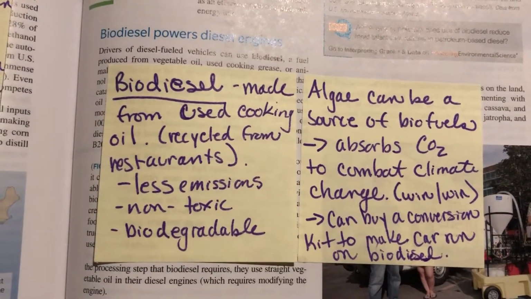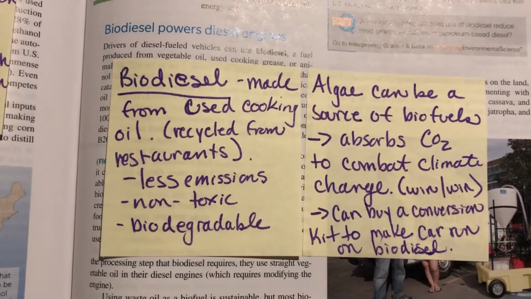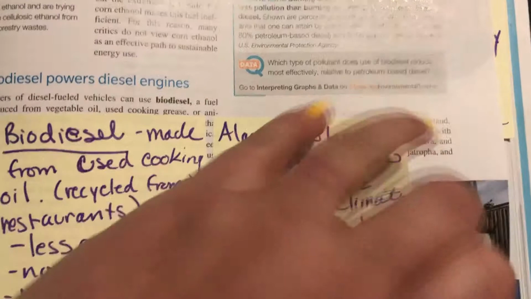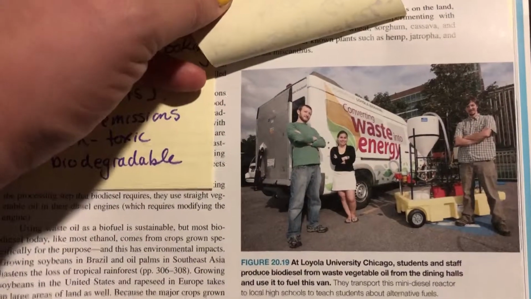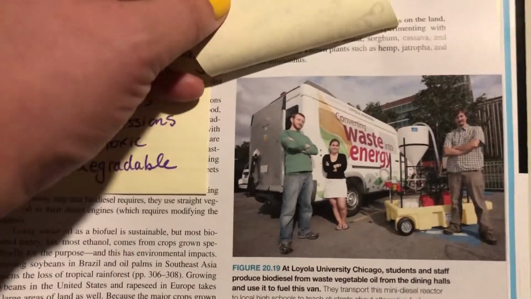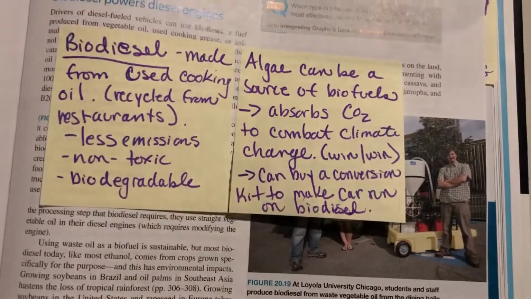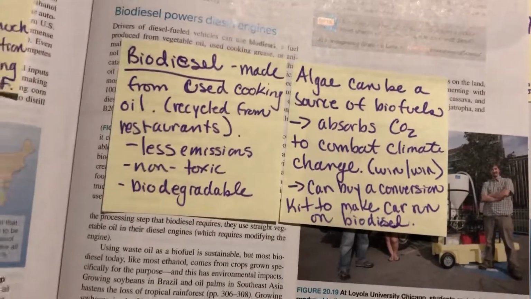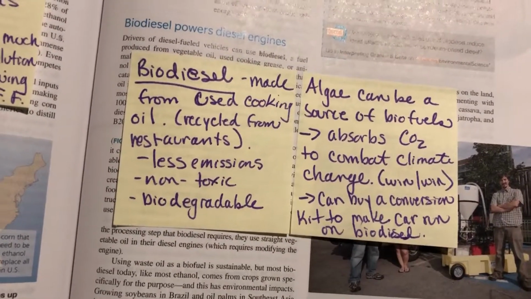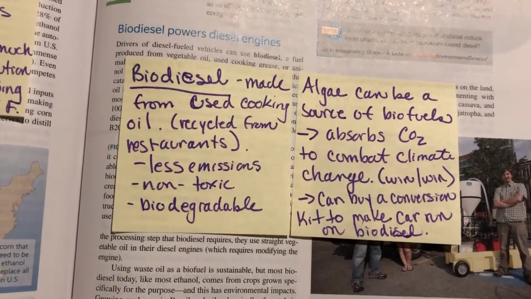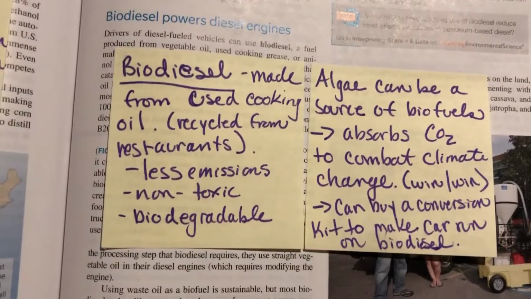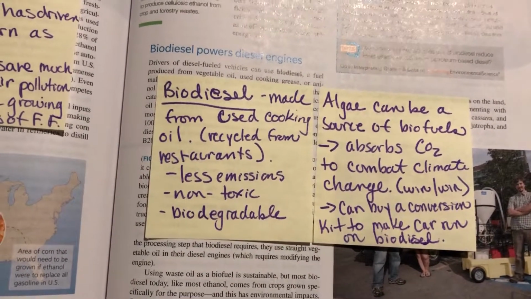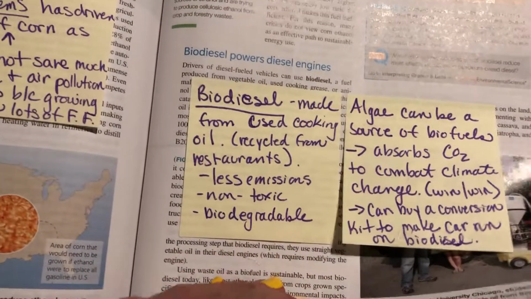Right now, you can actually buy a conversion kit to make your personal car run on biodiesel. For example, in this picture, these are students from Loyola University of Chicago. They run a van that's on that. So if you have a friend or family that owns a restaurant, you could totally run your car on donated, recycled, used cooking oil. So that's an alternative. However, it is very expensive if you have to buy the cooking oil on your own. It's actually more expensive than regular gasoline.